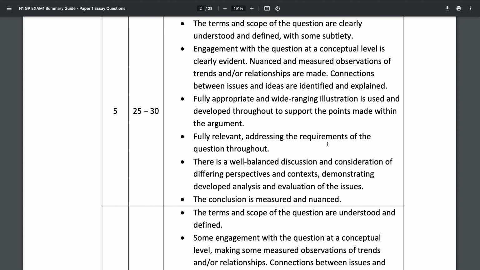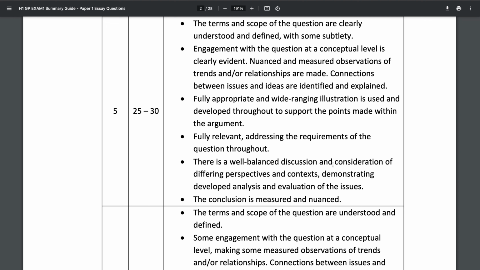Fully relevant, addressing the requirements of the question throughout. So make sure in your point, in your link, you answer the question. This is the easiest thing you can do. Even if you're not confident with your content itself, at least you can get a passing grade as long as you answer the question appropriately, especially if you want to get a high band. There's a well-balanced discussion and consideration of different perspectives and contexts, demonstrating developed analysis and evaluation of the issues.